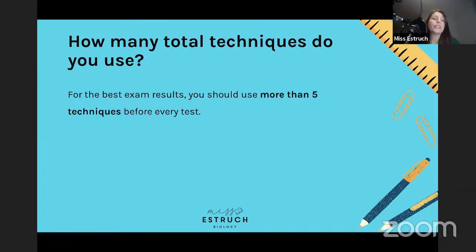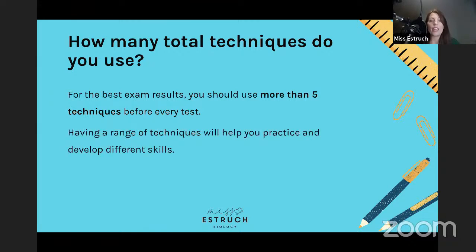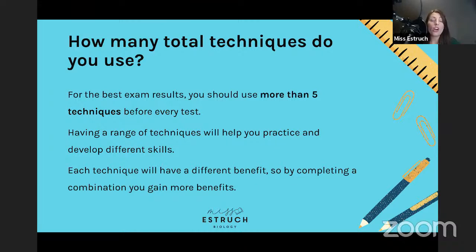So the reason I bring this up is that to get the best exam results, you should really do more than 5 techniques before every test. And that does sound like a lot, but the reason you should be doing more than 5 is that each different revision technique is practicing a different skill set. That then means it's preparing you for a whole range of different types of questions you could get on each different skill. So that is why you should try and do 5 or more different techniques.